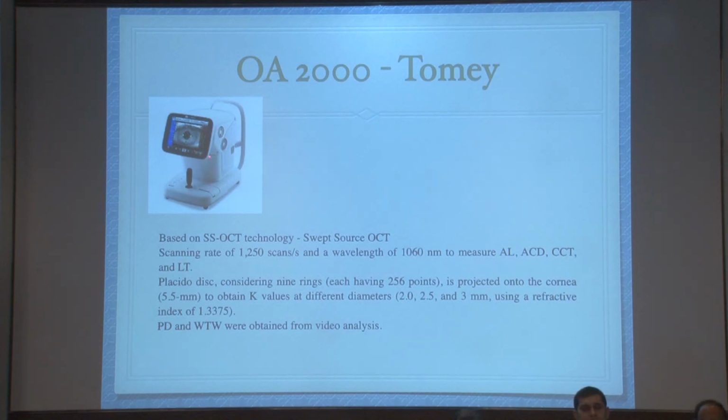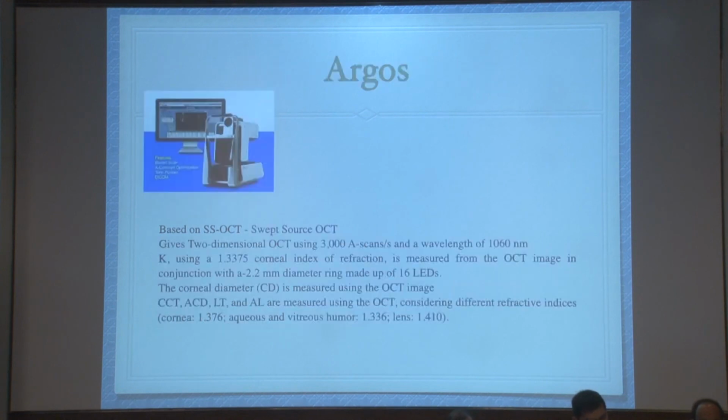And it has a Placido disc which has 9 rings, with 256 points on each ring. We obtain the K value at different diameters, and we can choose whatever diameter we want. The white to white and pupillary size are obtained from video analysis. So this is also based on swept source OCT and has very good penetration.